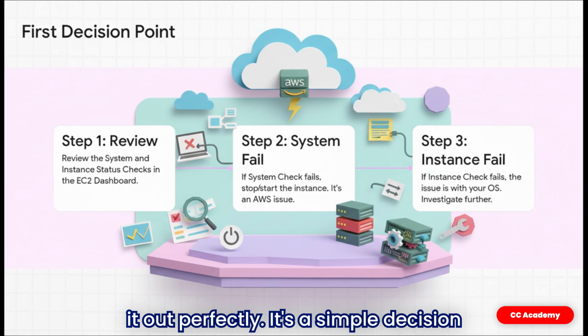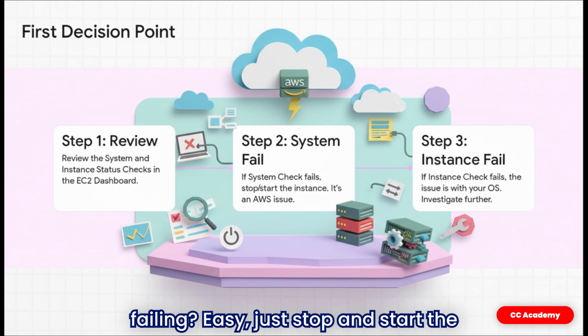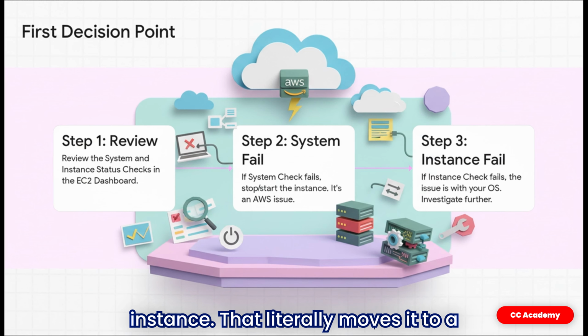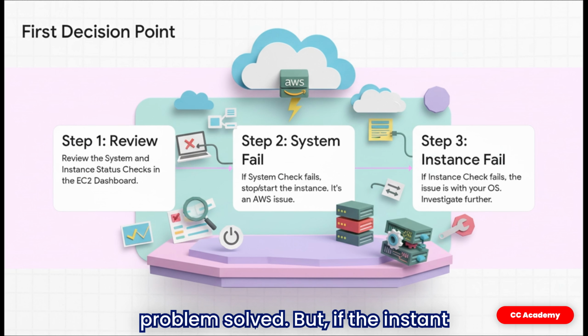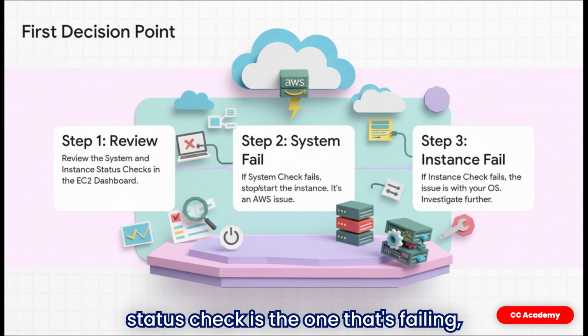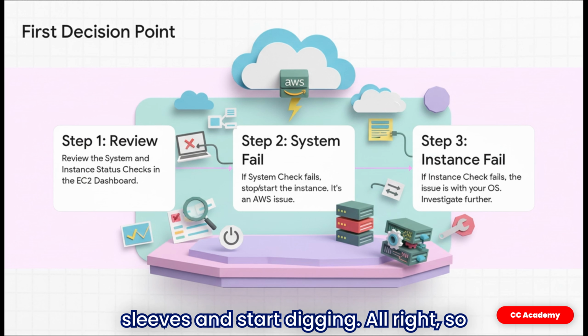And this lays it out perfectly. It's a simple decision tree. You log in, you look at those status checks. Is the system status check failing? Easy. Just stop and start the instance. That literally moves it to a new, healthy piece of hardware. Boom, problem solved. But if the instance status check is the one that's failing, okay, that's our cue. Time to roll up the sleeves and start digging.